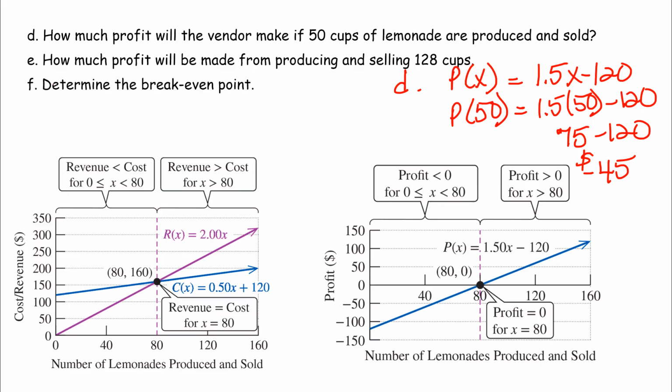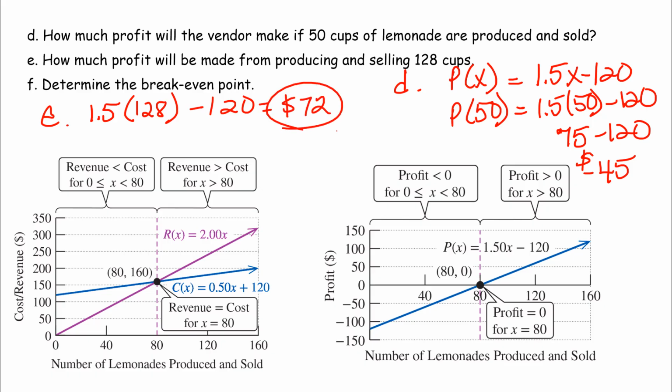All right, part E, how much profit will be made from producing and selling 128 cups? So that's going to be the same profit function, 1.5 times 128 minus that rent. That would be 72 whole dollars. So if he sells 128 cups of lemonade, he'll make $72 for the day.